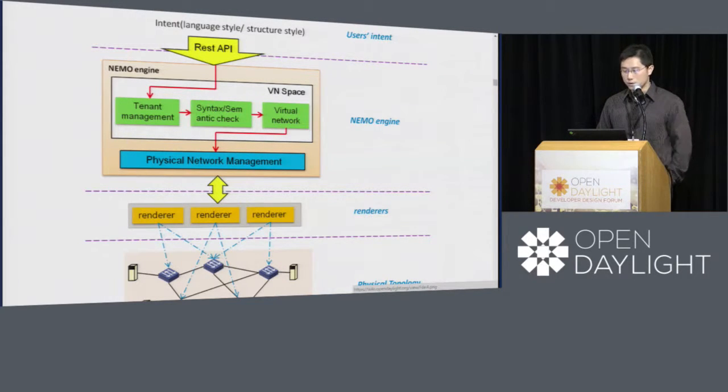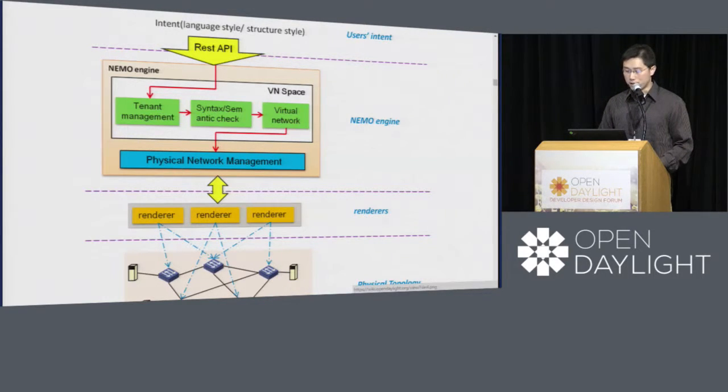So let's say you send the create command into the REST API. The Nemo engine will parse it, compile it, and do syntax and semantic checking, and then map the node entities to the virtual network, and apply that onto the physical network topology to figure out which physical devices should get, let's say, updated flow tables.